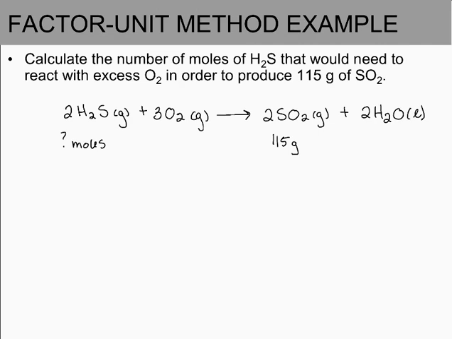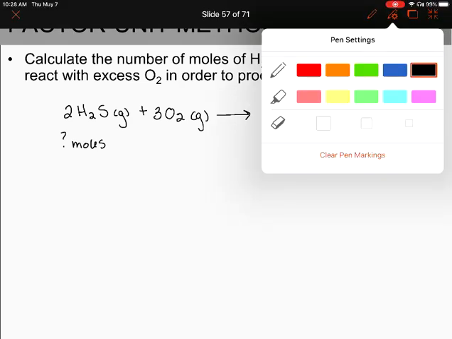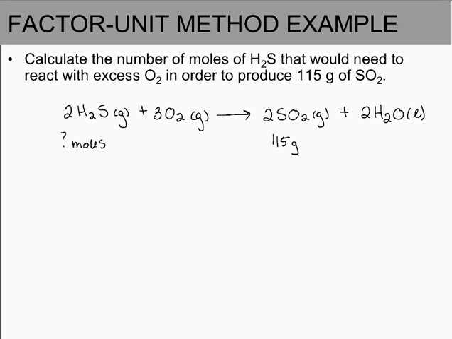All right, so our plan of attack here is to use that flow chart that we saw earlier. So we're going to start with what we know, which is we have 115 grams of SO2. And then we want to convert that to moles, because remember, we can't directly relate masses to each other. We have to go through moles first. So we have to figure out the relative amounts of each reactant and product first.